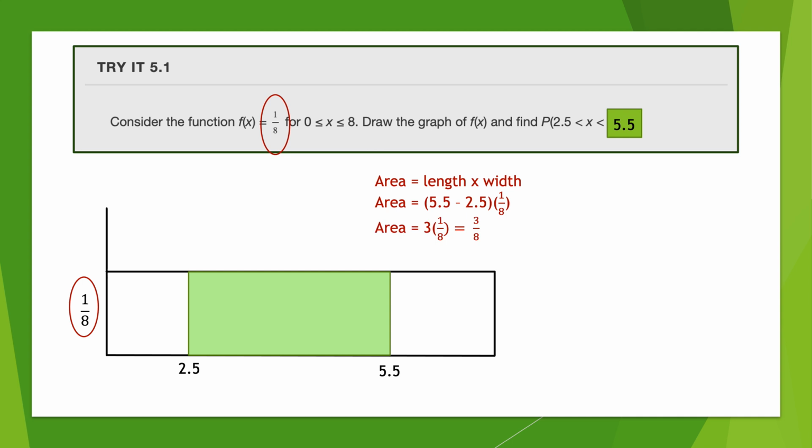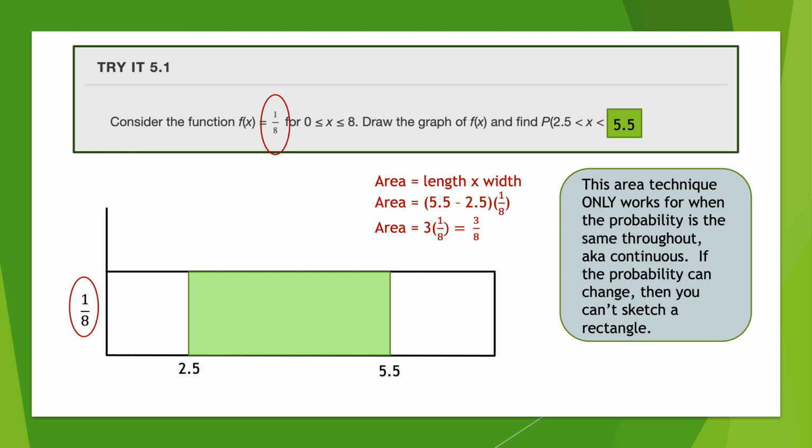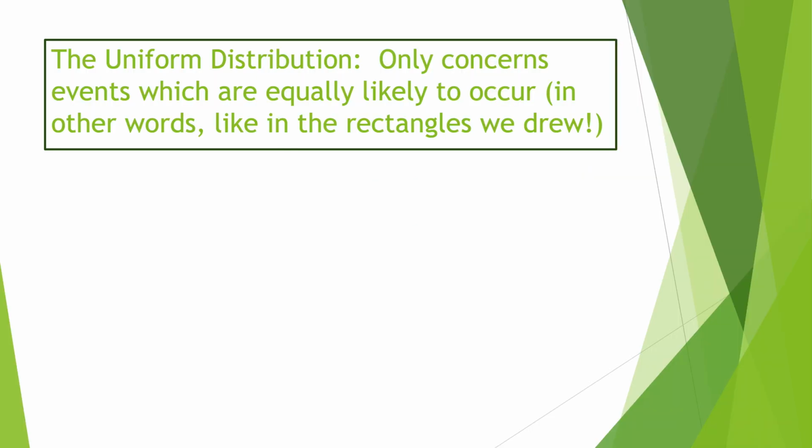So this is a really good introduction to the idea of uniform distribution. And remember that this technique only works with the probability staying the same, 1/8, and being continuous through the area. If it's not uniform and continuous, then you can't use this technique. But if it is, then you can draw the rectangle and you can find any probability that you're looking for. The uniform distribution only concerns events which are equally likely to occur, in other words, like the rectangle we drew with that horizontal line across the top. Okay, this will end the second video for today, and then we'll get into some more problems.